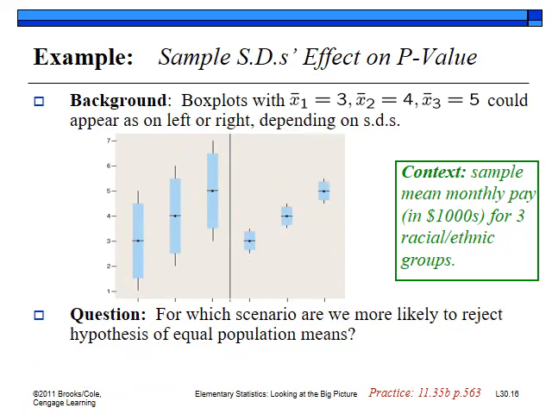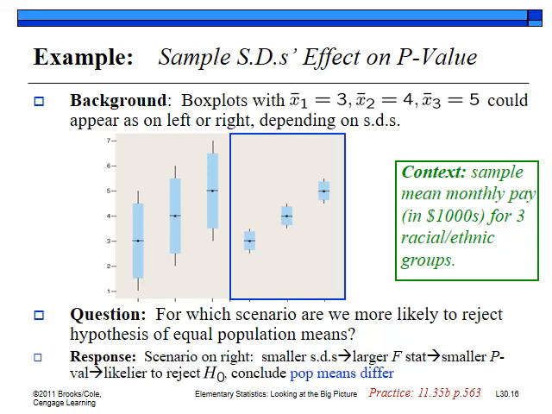Now in this same scenario, we've got the one on the left with big spreads, the one on the right with small spreads. In which of these are we more likely to reject the hypothesis that the population means are equal? Well, again, it's the one on the right.